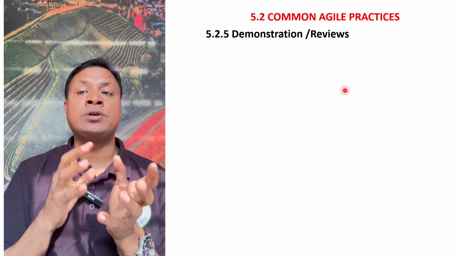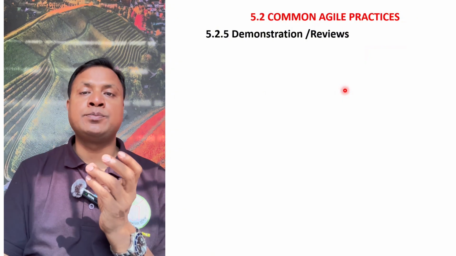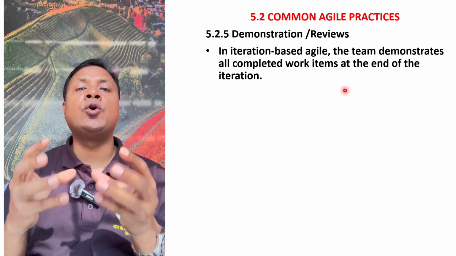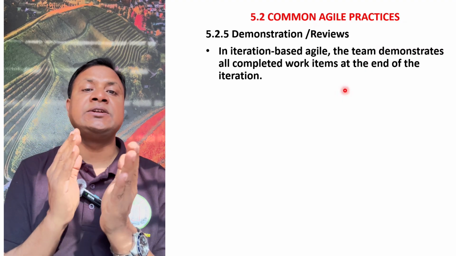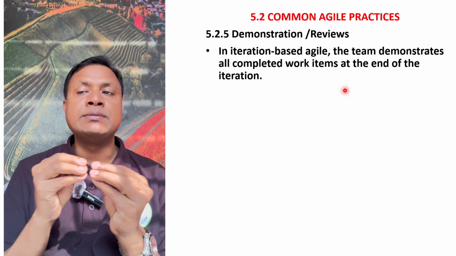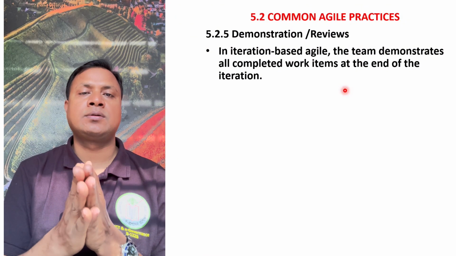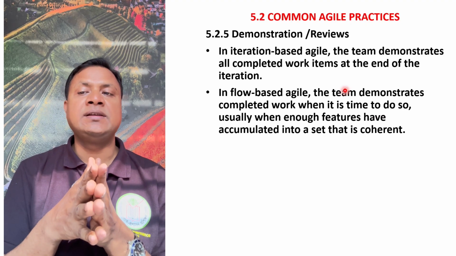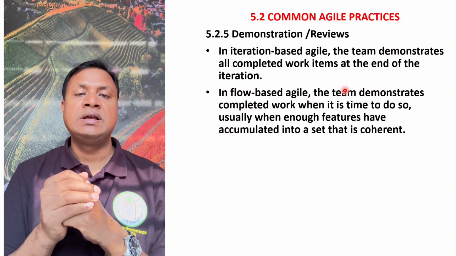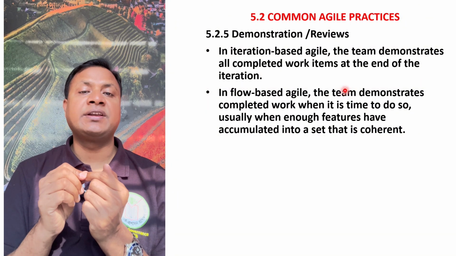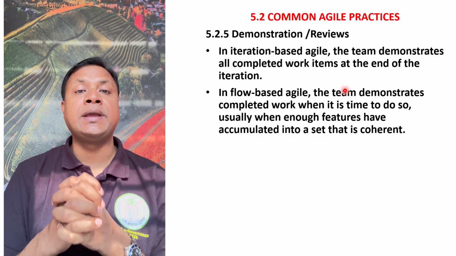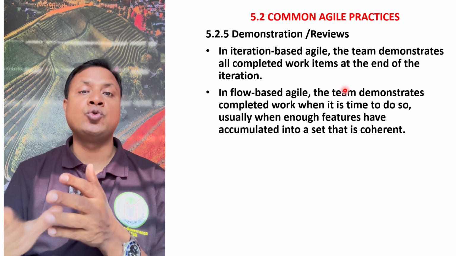Now the demonstration or reviews. Demonstration is important. In iteration-based agile, the team demonstrates all completed work items at the end of the iteration. After each iteration, they demonstrate all the completed work. In flow-based agile, the team demonstrates completed work when it is time to do so, like after deliverables or after a milestone, usually when enough features have accumulated into a set that is coherent.